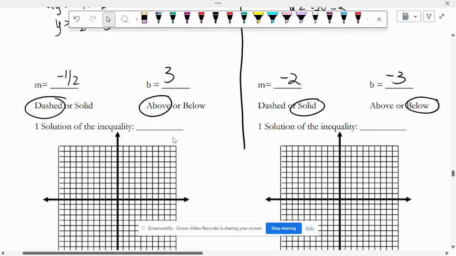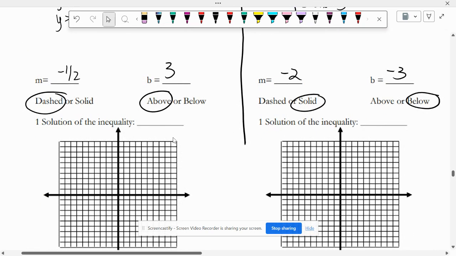I feel like we had way more shading below than we did shading above. I don't know if that was a good choice.